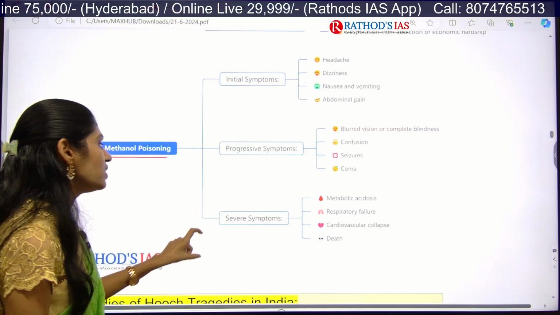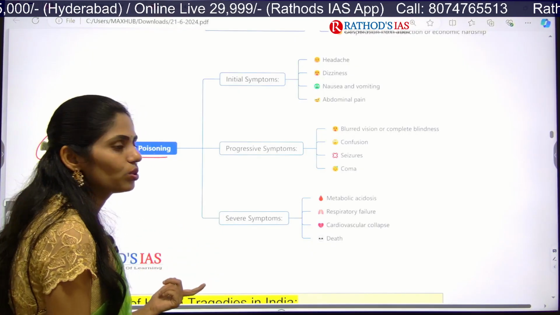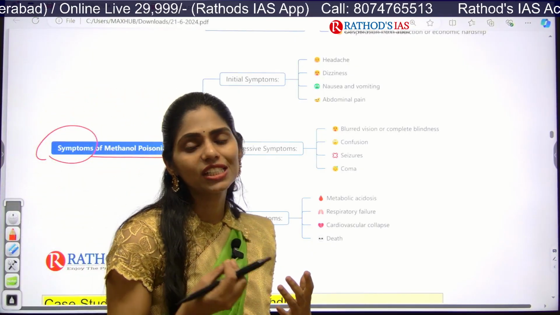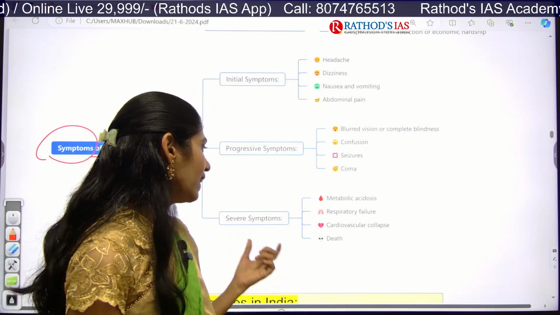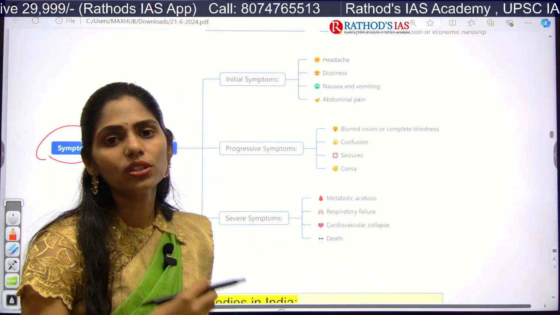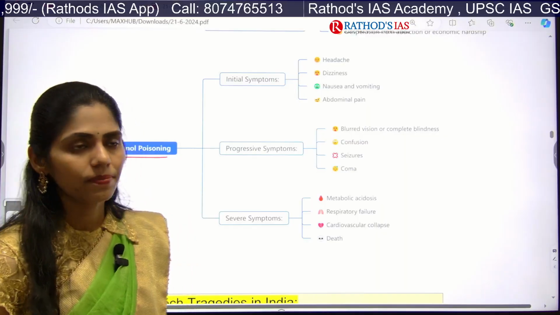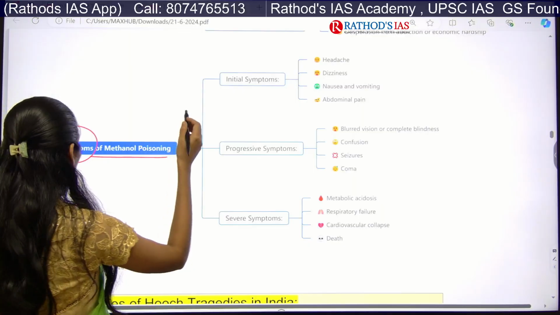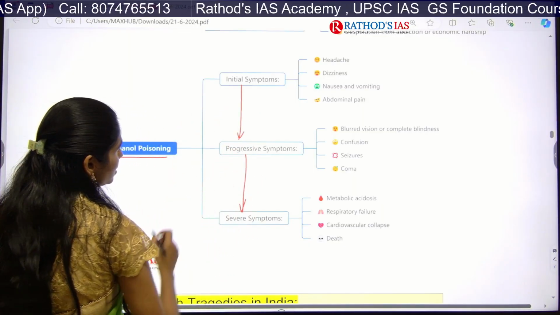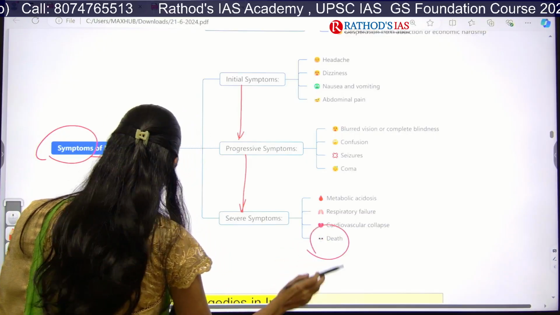And in the severe stage, you will have metabolic acidosis, your respiratory organs will fail, and your cardiovascular system will collapse, and finally death. So these are the signs and symptoms in these stages, and how methanol poisoning will lead to death. First the initial symptoms, after this progressive symptoms, and after that severe symptoms. So finally it will cause death.